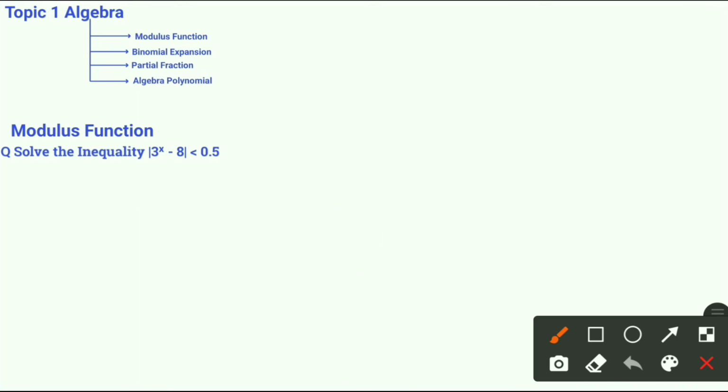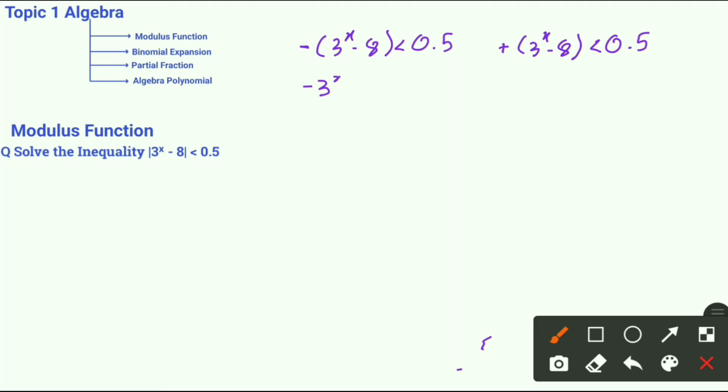So we have the question: solve the inequality |3 to the power x minus 8| less than 0.5. Let's begin. We know that inside a modulus the input could be positive or negative, so we write 3 to the power x minus 8 less than 0.5, and the negative version: minus (3 to the power x minus 8) less than 0.5.